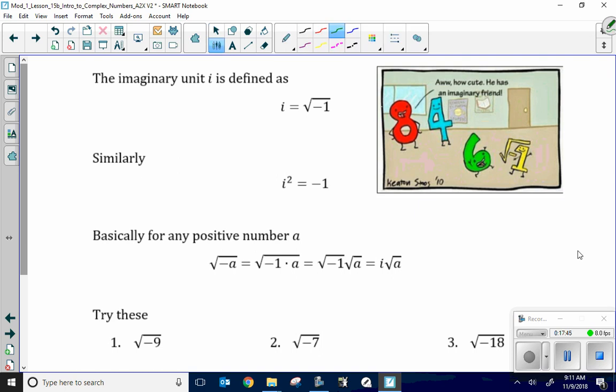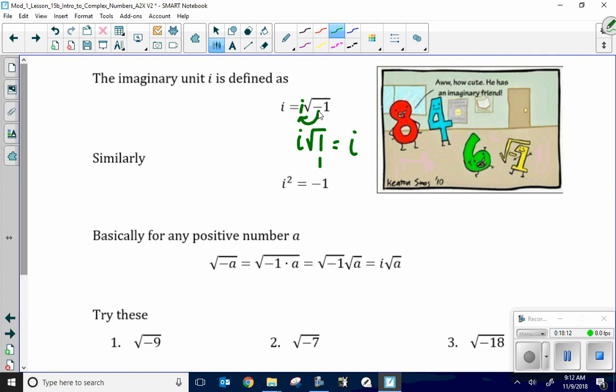What I tell my students is the following. The negative just pops out and becomes an i. So that's i square root of 1. What's the square root of 1? It's 1. 1 times i is i. And that's the way I tell my students to handle it. The negative pops out from underneath the radical and just becomes an i. And then the negative under the radical is gone.